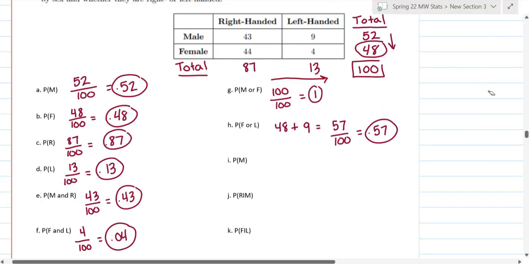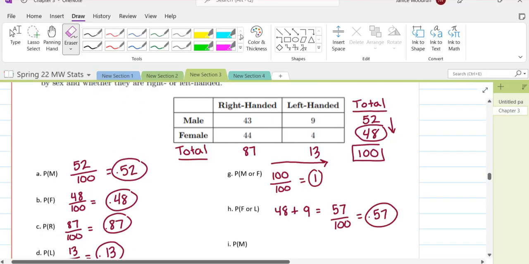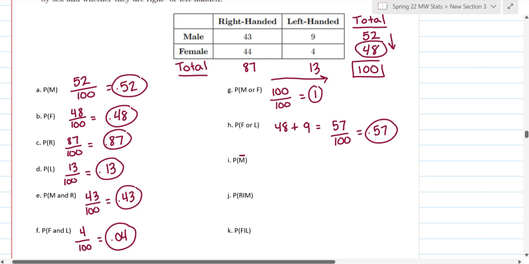Okay, next one is not probability of male, it's probability not male. It's with the line over it, or M apostrophe. Remember that from the first section? That's the complement. So that's just 1 minus the probability of male, which in this case, since it's a two-way table, would just be whatever the probability of female is. It's just 1 minus 0.52, which is 0.48, which happens to be the same as female.